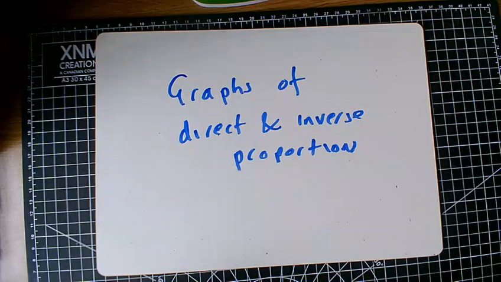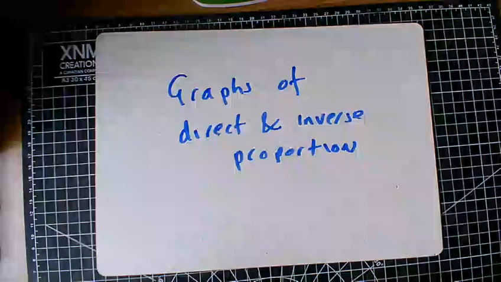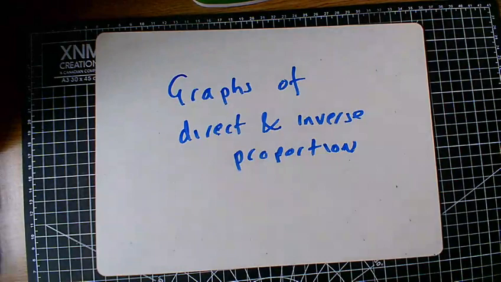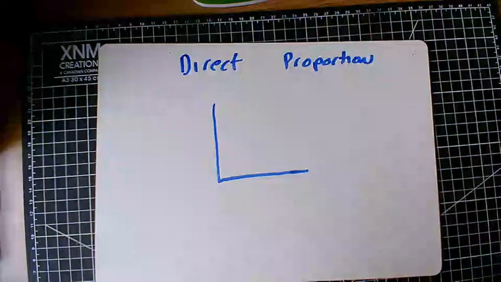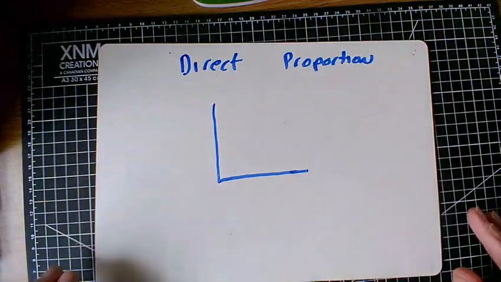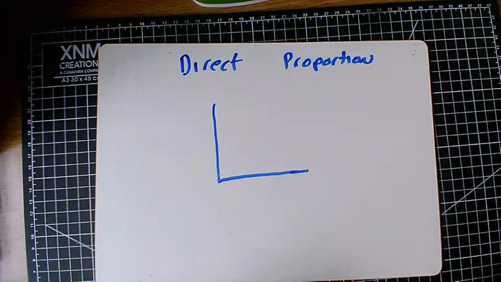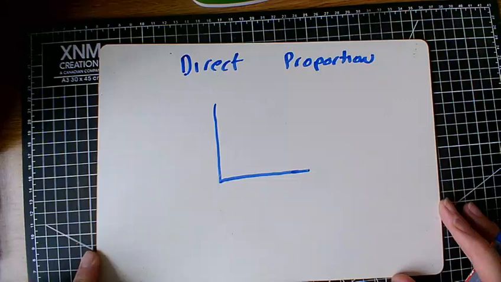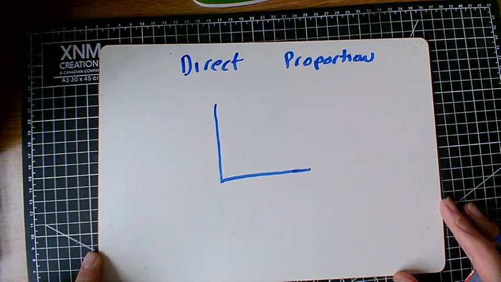So in this video I'm going to talk about how to spot graphs of direct and inverse proportion. So firstly, a direct proportion graph. If you recall, direct proportion means as one quantity increases, so does the other.